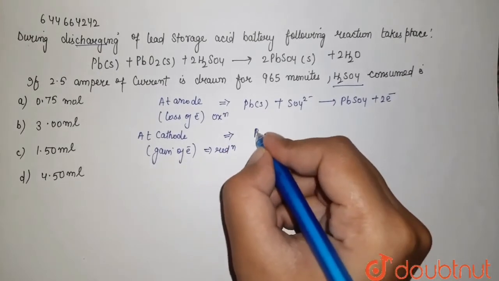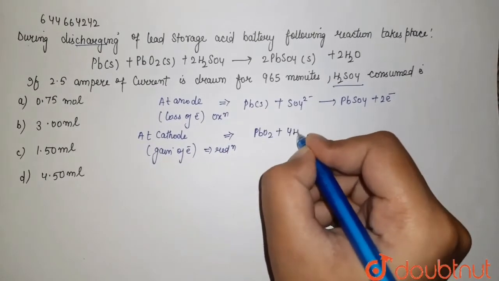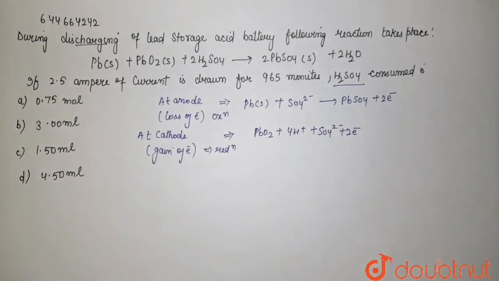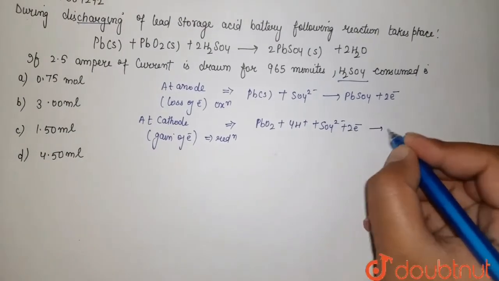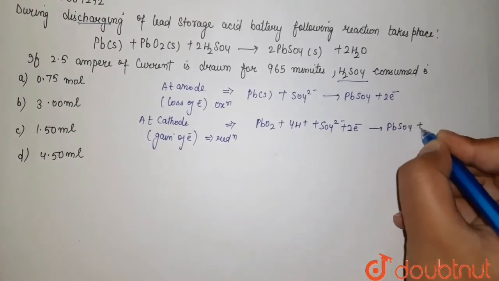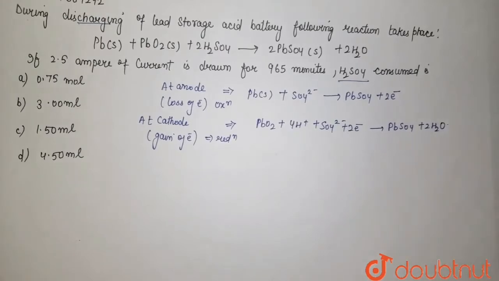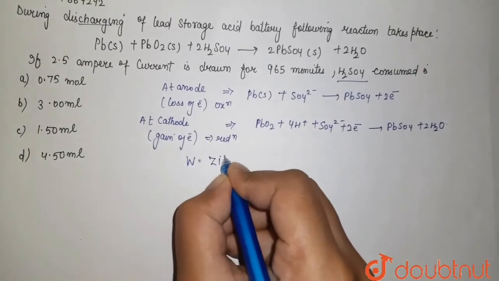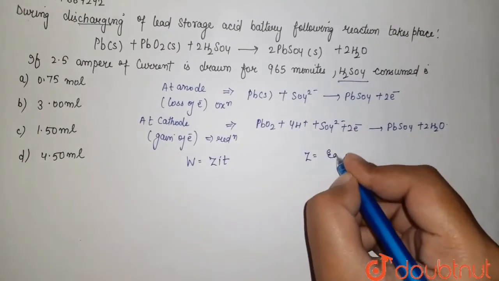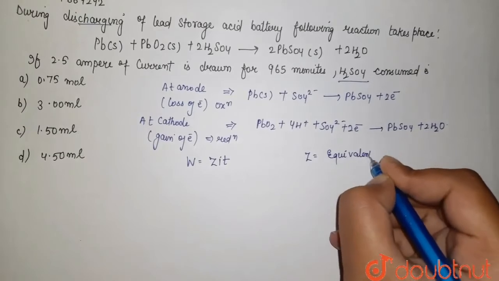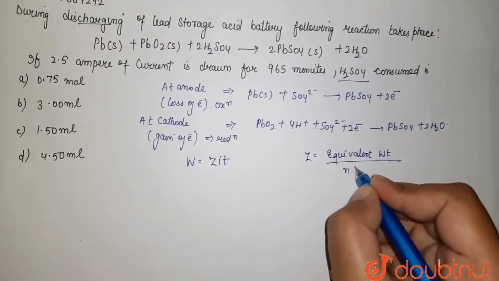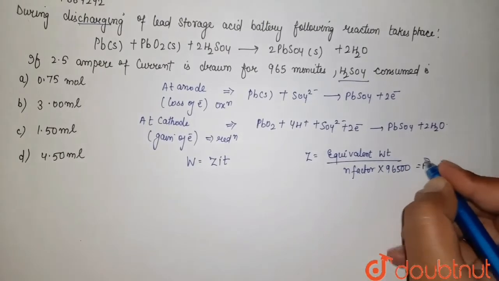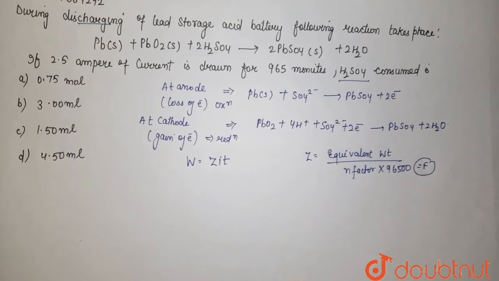So what has happened over here, PbO2 accepts H plus and sulfate and 2 electrons, and it gives PbSO4 plus 2H2O. Now this is the reaction at cathode and anode. Now we have to find the weight that is given by Faraday's law, that is W equals Z into I into T. Z can be calculated by equivalent weight divided by F, that is 96500.